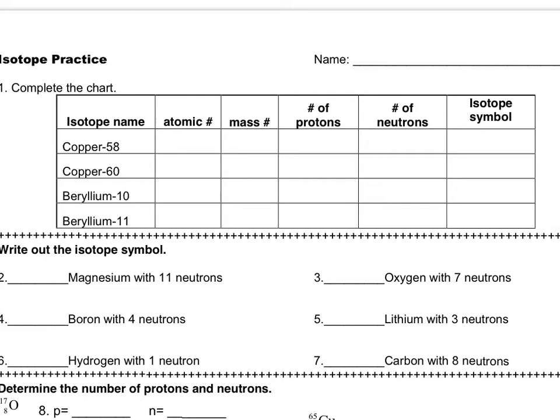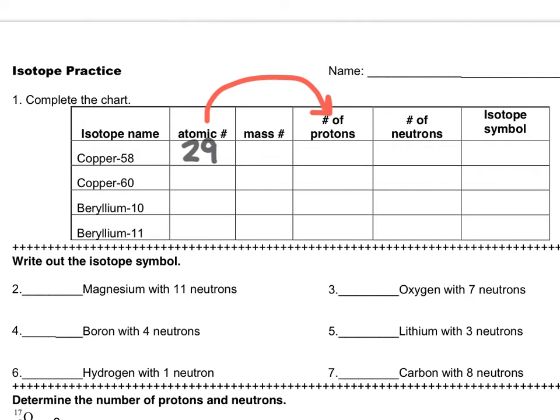So did you get 29 as the atomic number? Now you can fill in lots of things about the rest of your atom based on knowing the atomic number. You always know the number of protons. So you can fill that number in as 29.